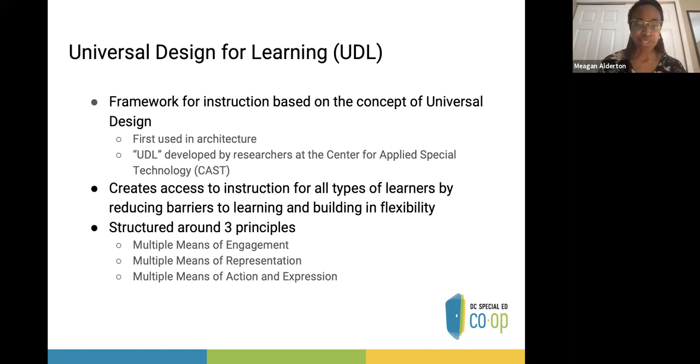CAST really wanted to look at how we create access to instruction for all types of learners. And the key thing about universal design for learning, if you can remember anything, is reducing barriers to learning. That is the main goal. That is everything you want to be doing, reducing any barriers to learning along the way. In order to do that, you have to create flexible learning environments, and that is what the principles allow you to do. They are structured around three core principles: multiple means of engagement, multiple means of representation, and multiple means of action and expression.